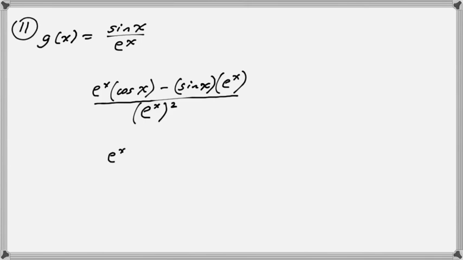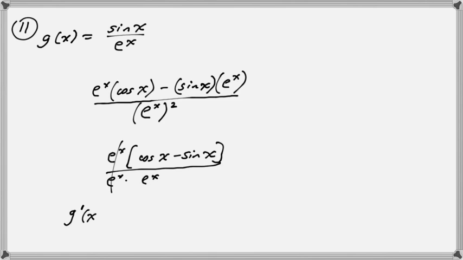So I'm going to factor out an e to the x on top, leaving me cosine minus sine. E to the x quantity squared means e to the x times e to the x. If you cancel, you'll get your answer to be the simplified derivative of cosine of x minus sine of x, all divided by e to the x.